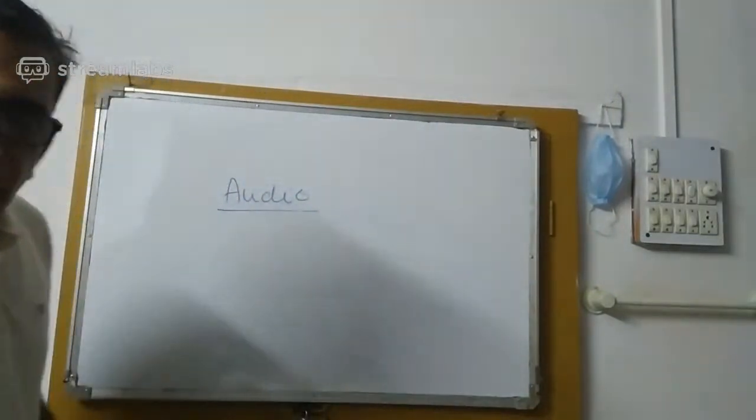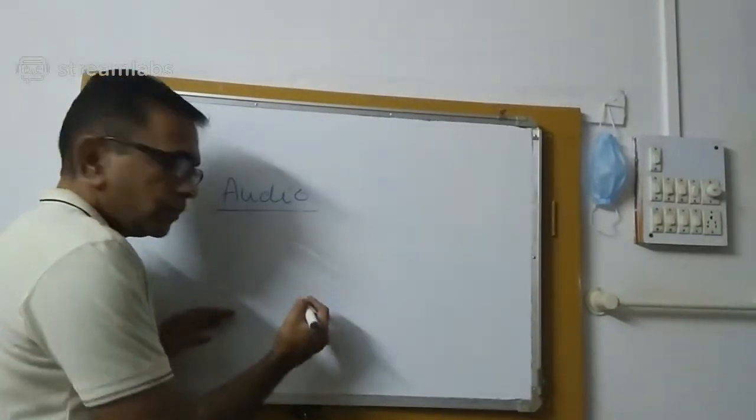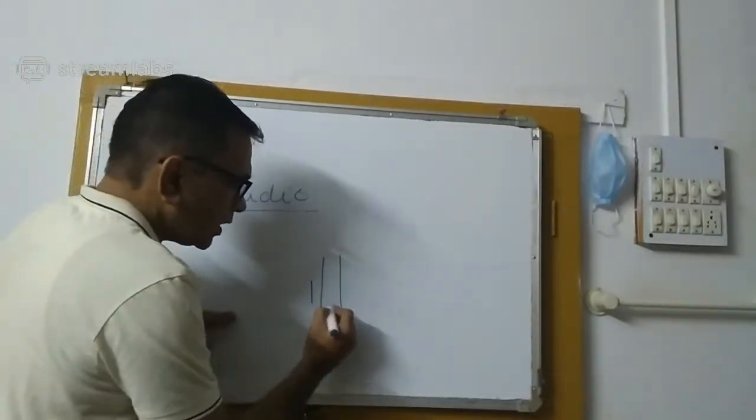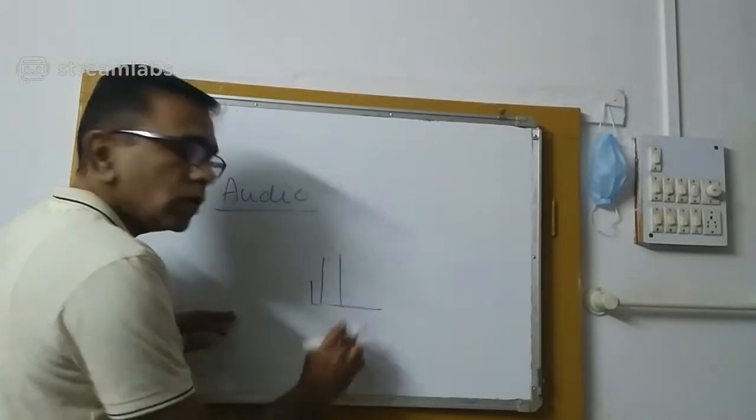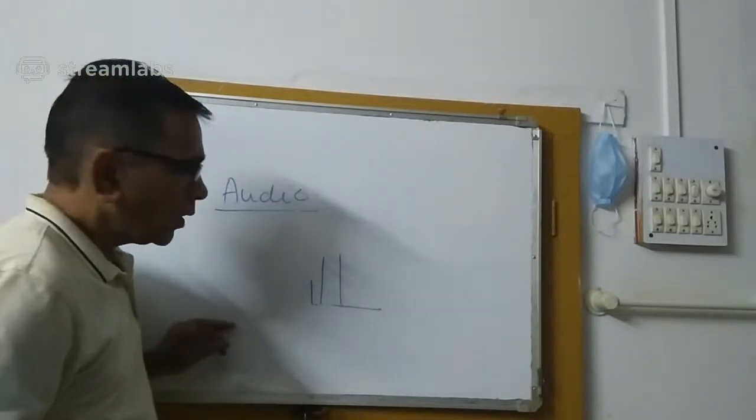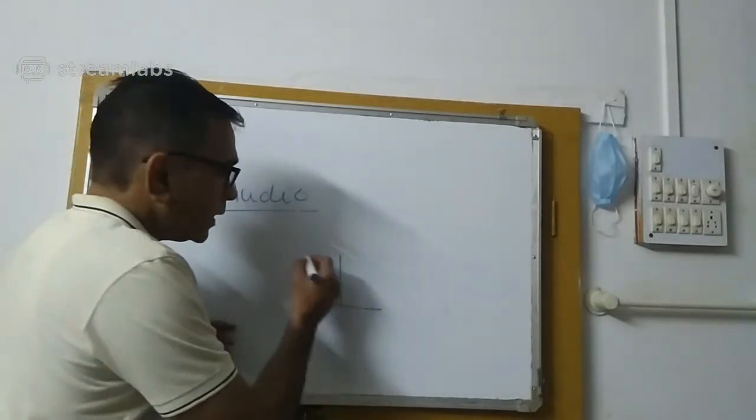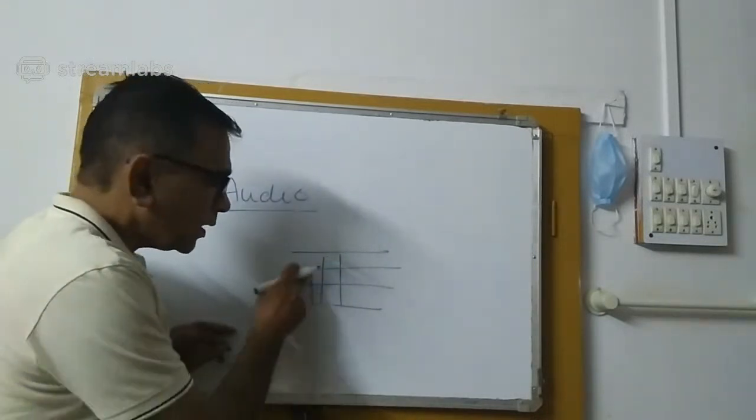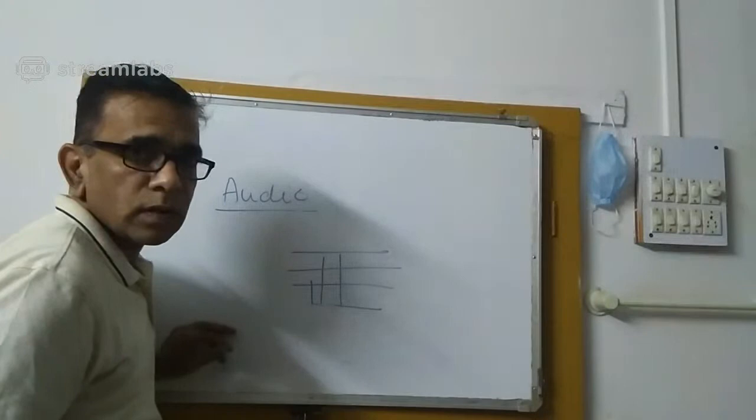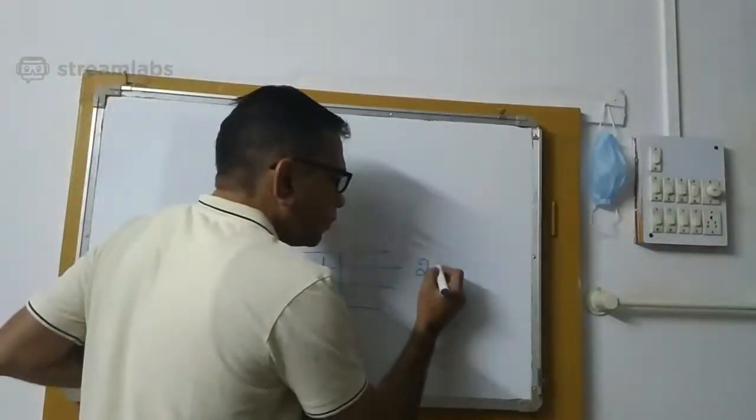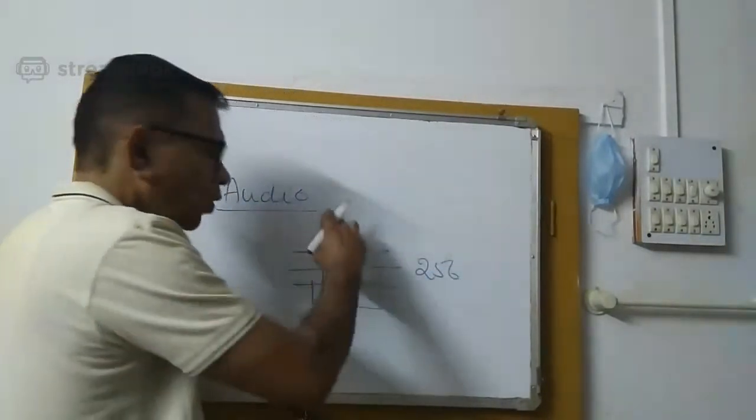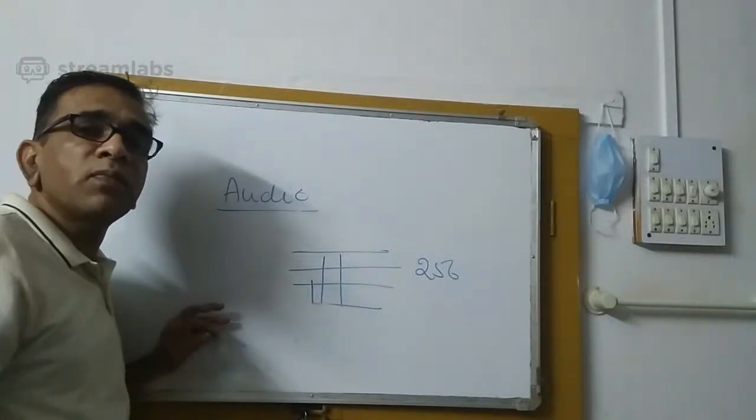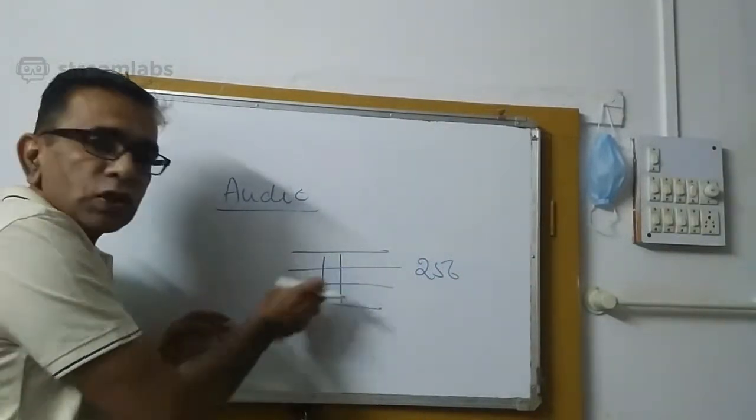And the number of bits for each sample entirely depends on the quantization process. How many quantization levels you are using will decide the number of bits for each sample. Say, for example, you are dividing the whole range of values into 256 different ranges.